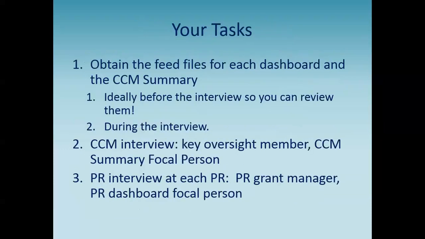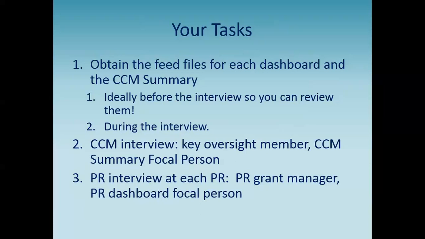So what are your specific tasks? Your specific task, first and foremost, is to get the feed files for each dashboard and the CCM summary as soon as you establish contact with the PRs and the CCMs, because ideally you should have them before the interview so that you can review them and prepare yourself for the interview. If not, second best case is when you get them during the interview.